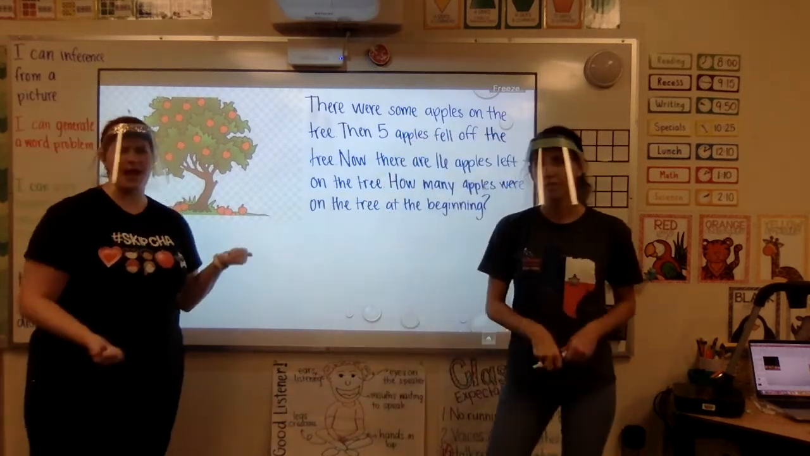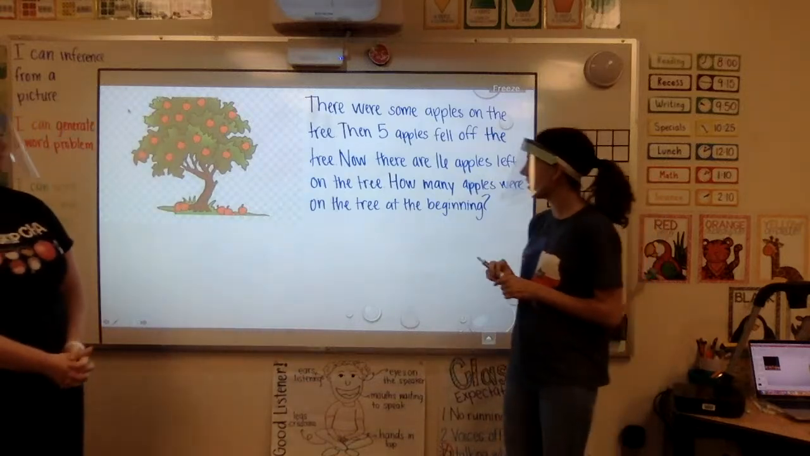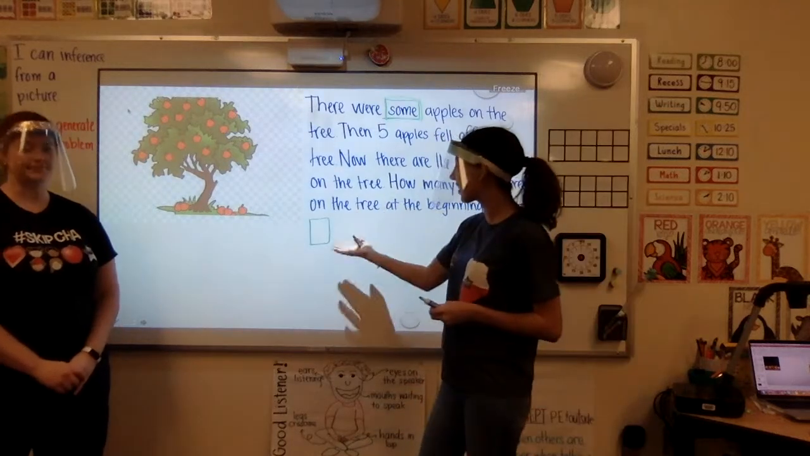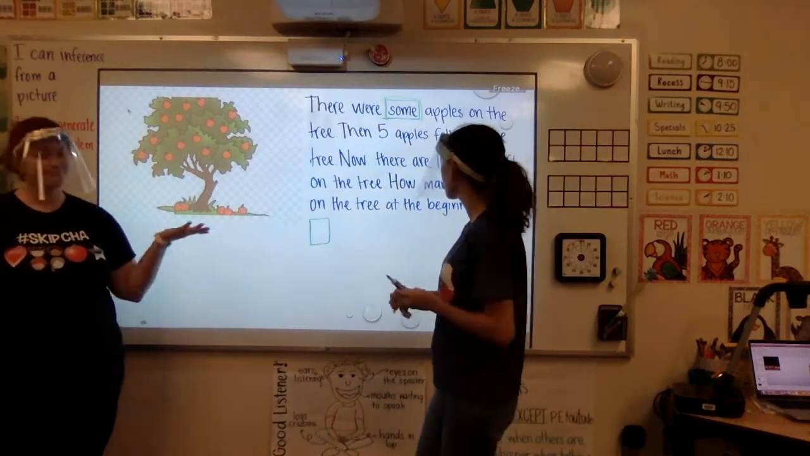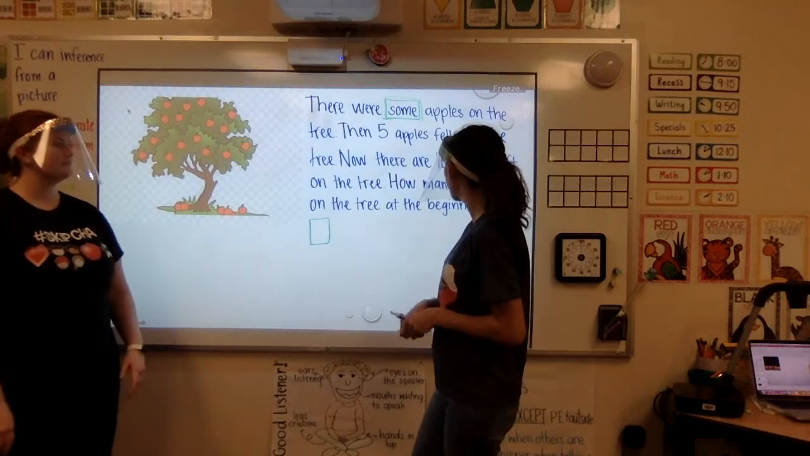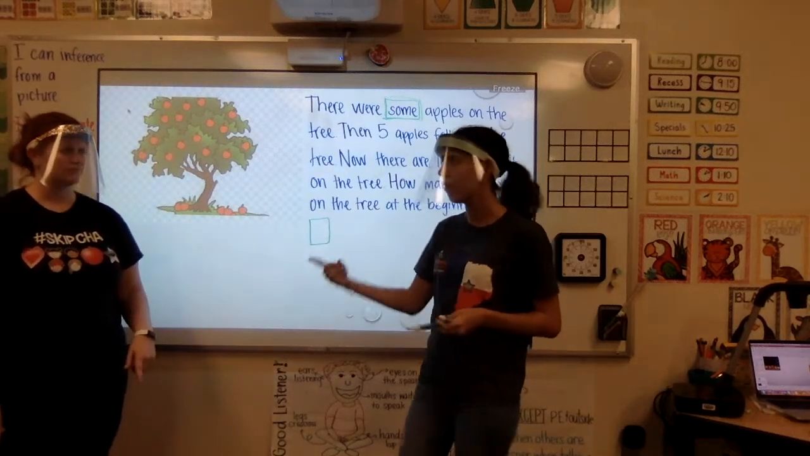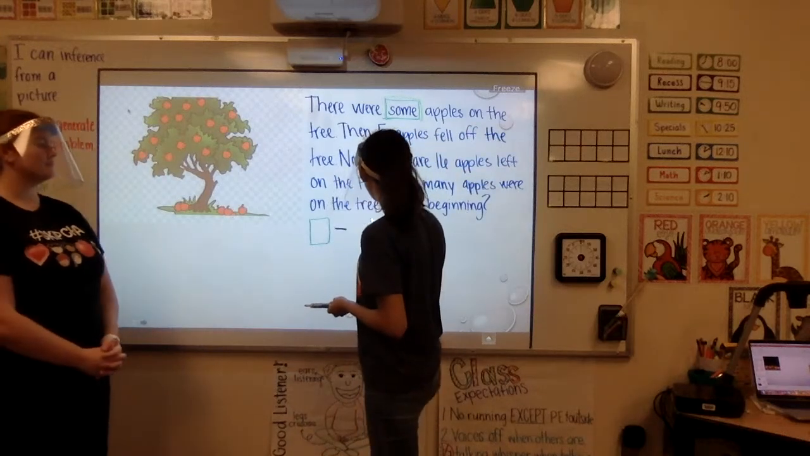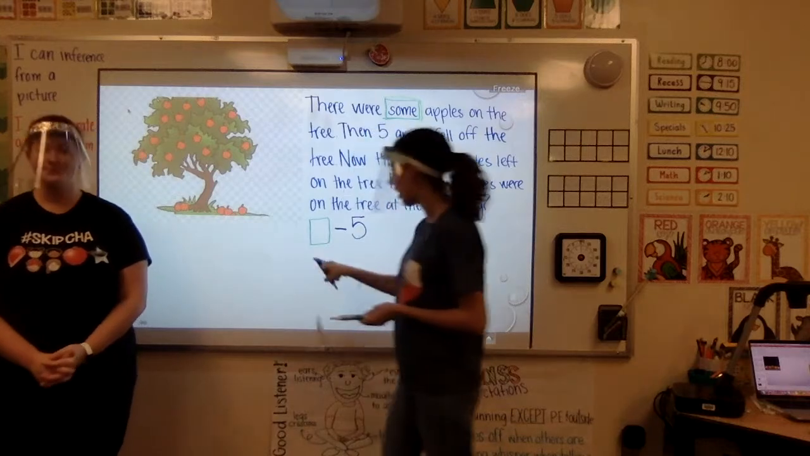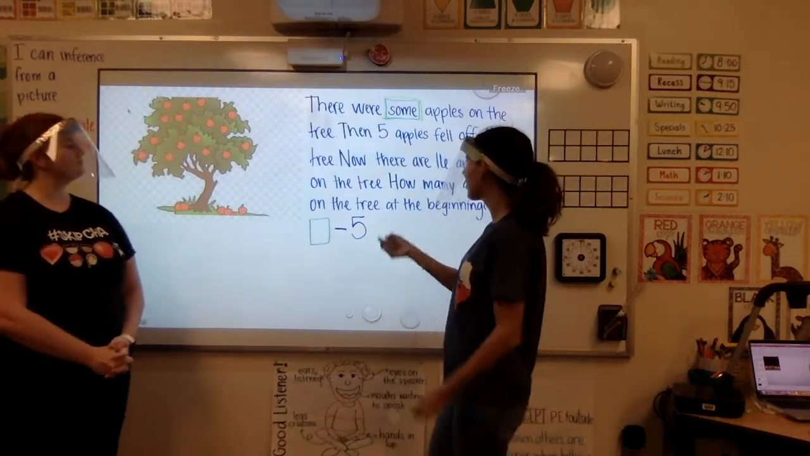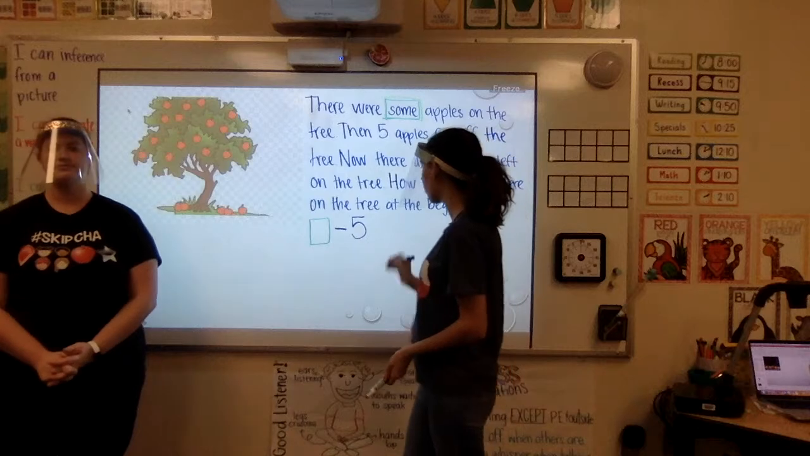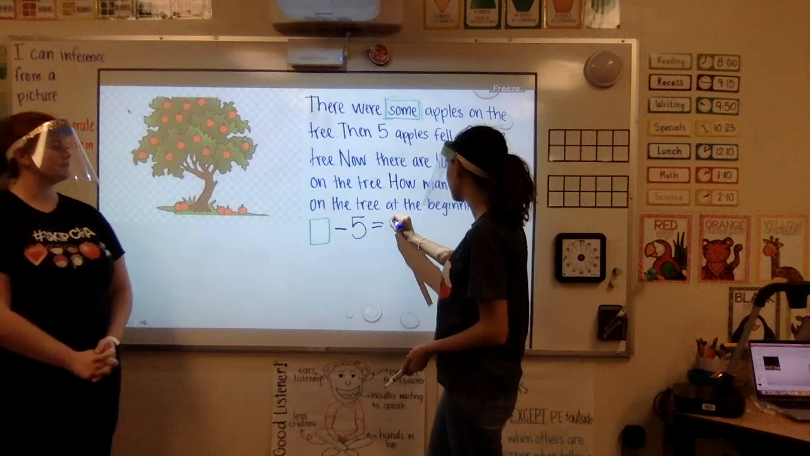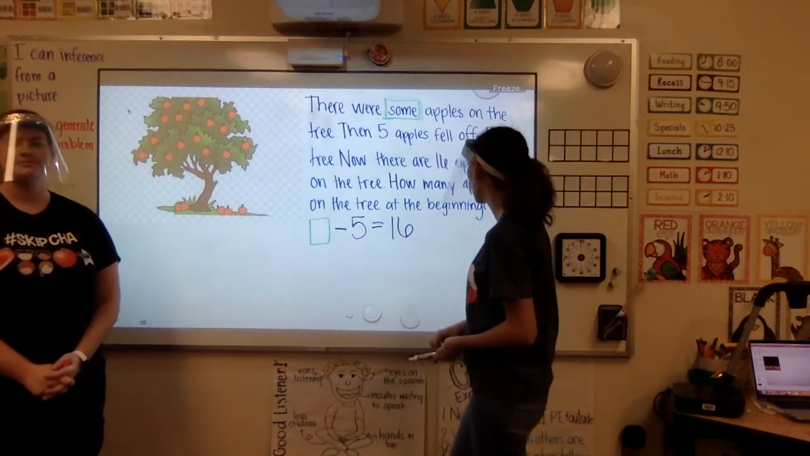So now we have a question and we can solve it. Miss Lestico, can you help set up this number sentence? I can. Okay, so I am looking for my start number in my problem. So there were some on the tree. I don't know how many we started with. Then 5 apples fell off the tree. So I know if they're falling off the tree, it is losing apples. So I'm going to subtract the 5 apples that fell off of the tree. And it says now there are 16 apples on the tree. So I know in total, so I'm going to put my equal sign, there are 16 apples left on the tree.